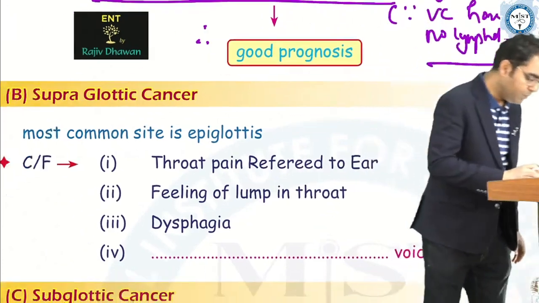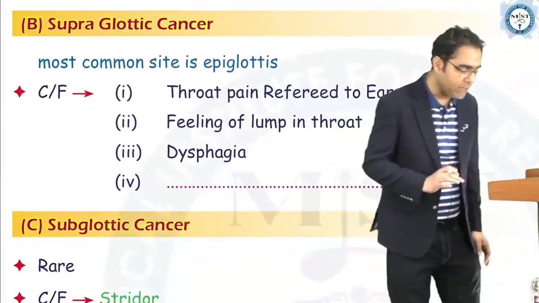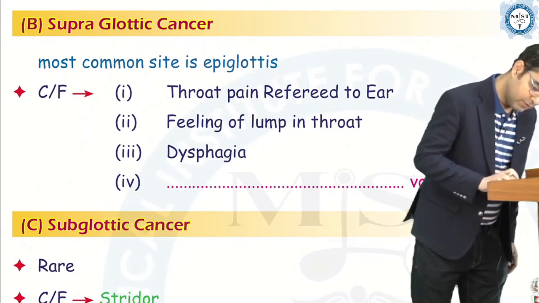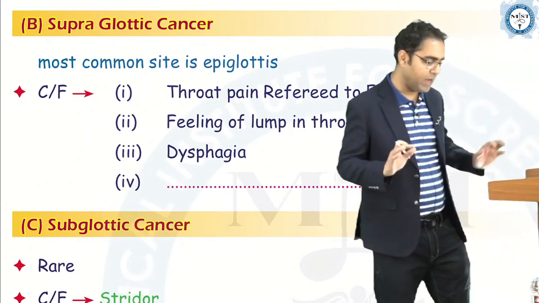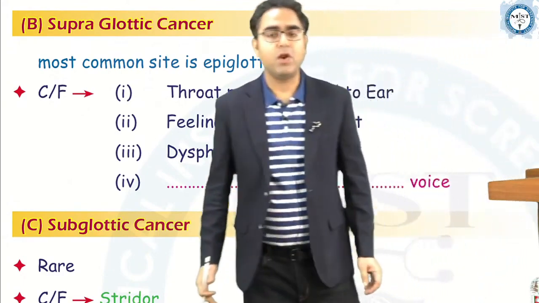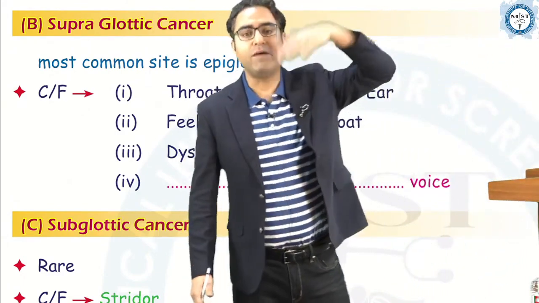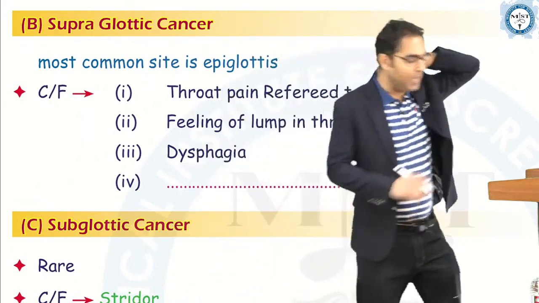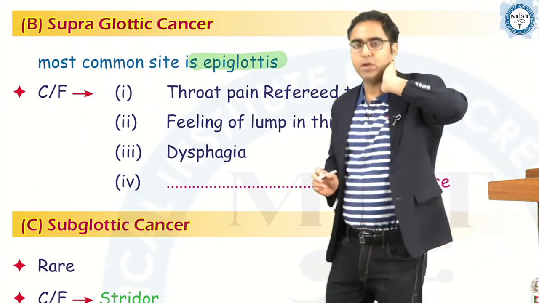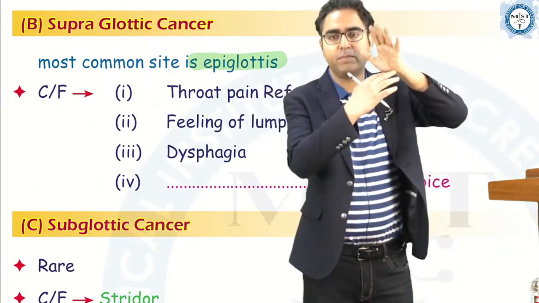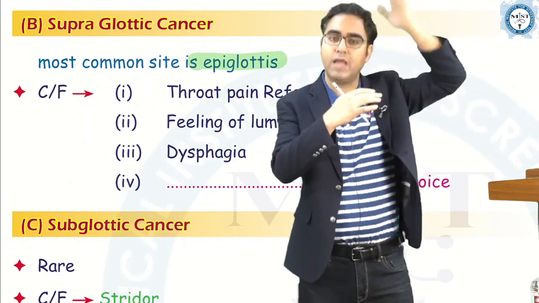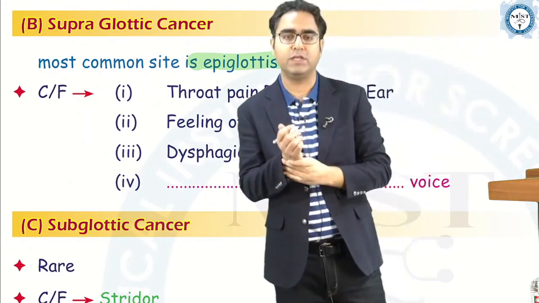Number 2, supraglottic cancer, beta. Supraglottic cancer is cancer above the vocal cord. The most common site is the epiglottis, beta. Remember, the vocal cord is partially covered by the epiglottis. Above the vocal cord is the supraglottis, and the most common site is the epiglottis.